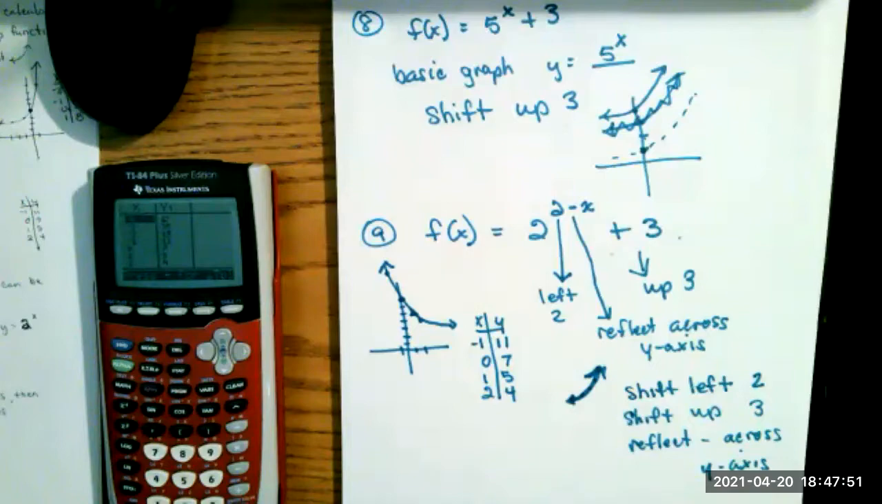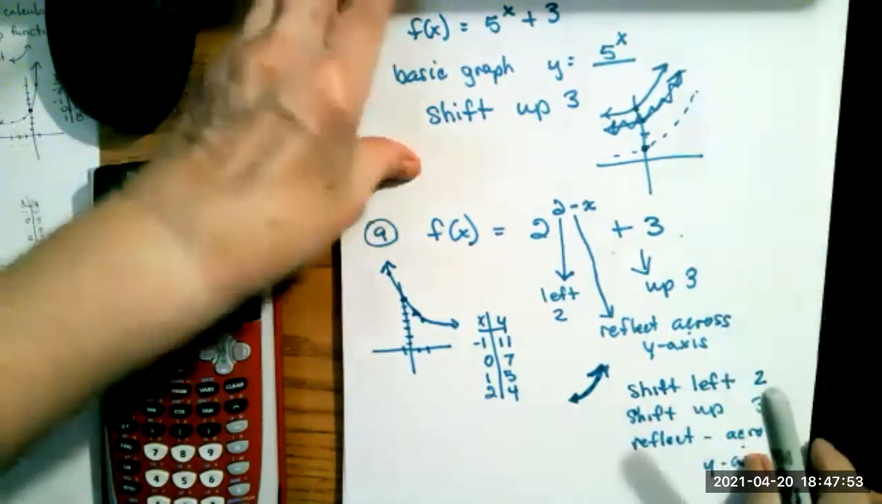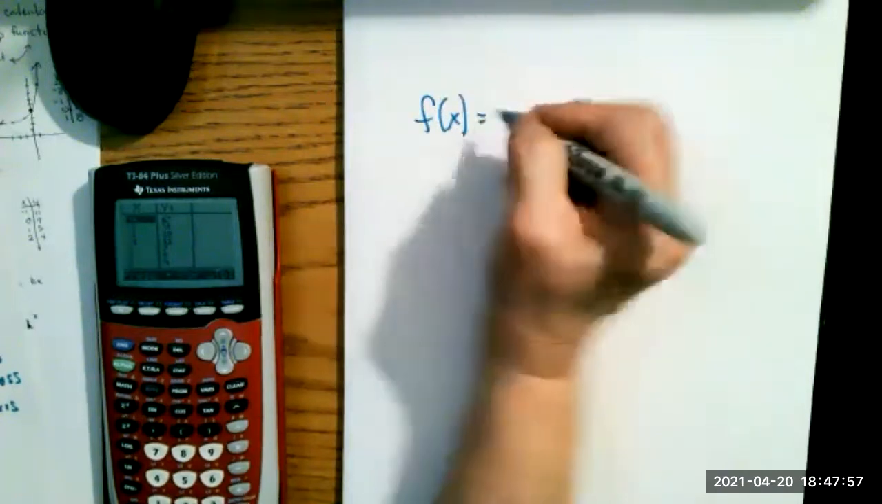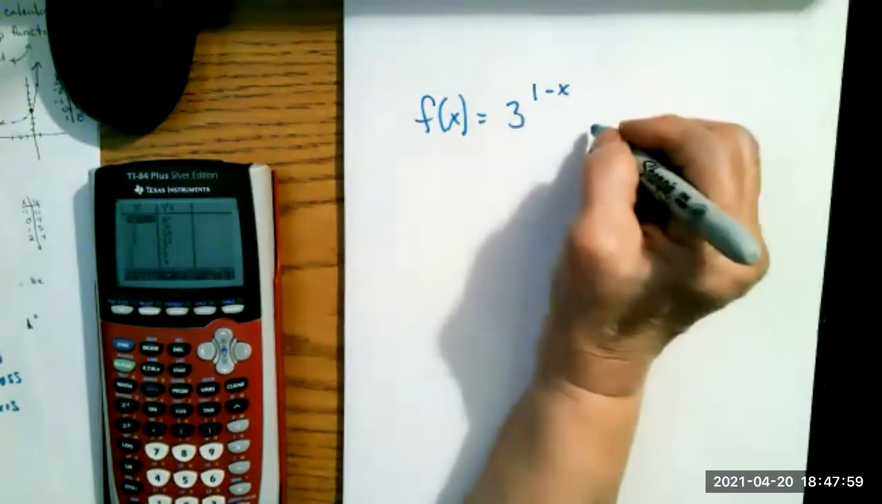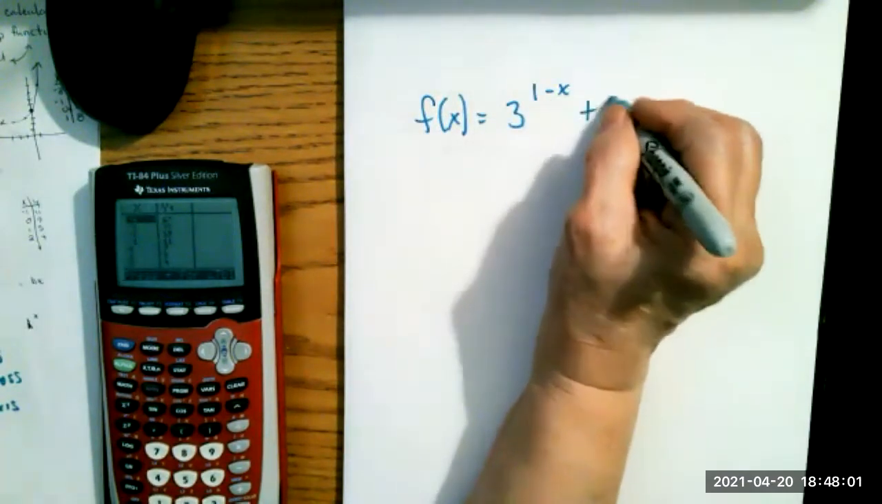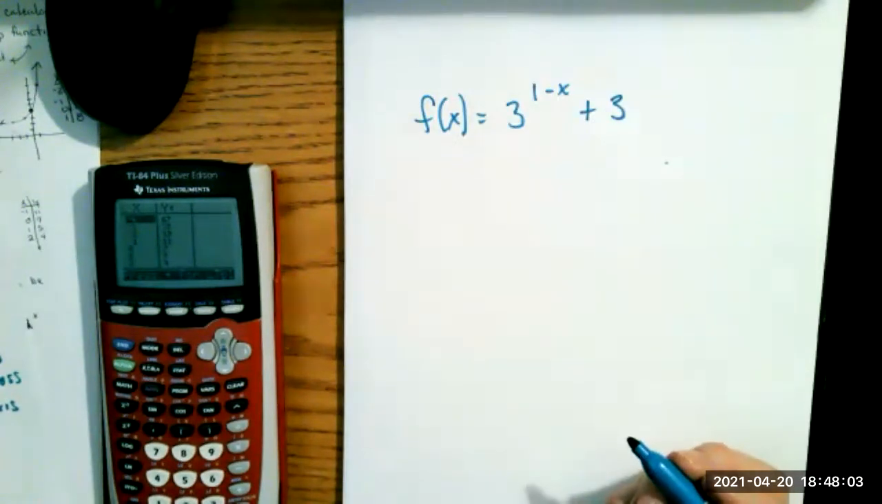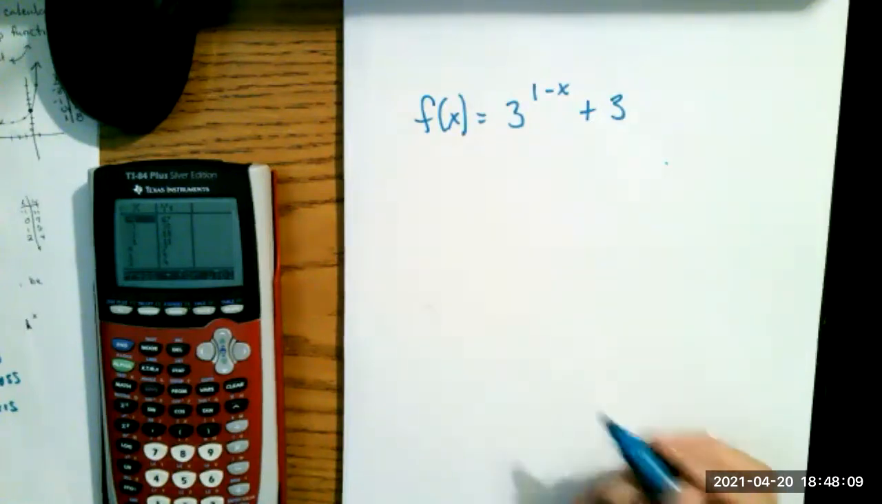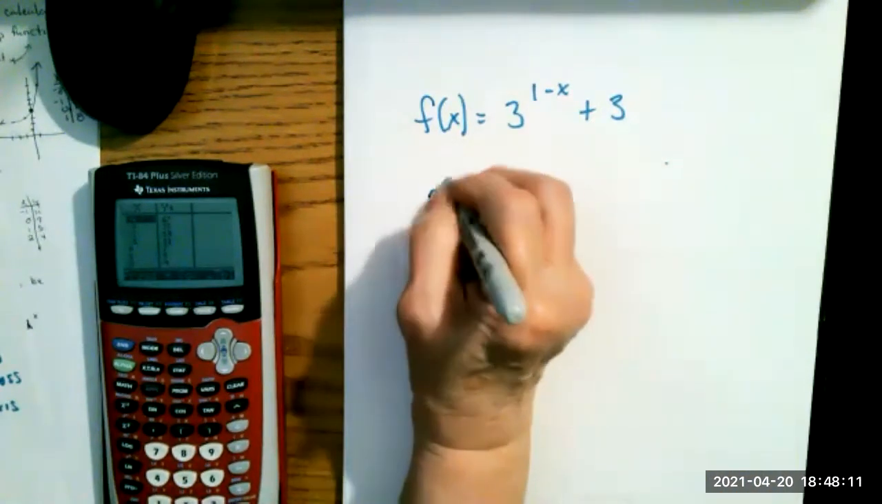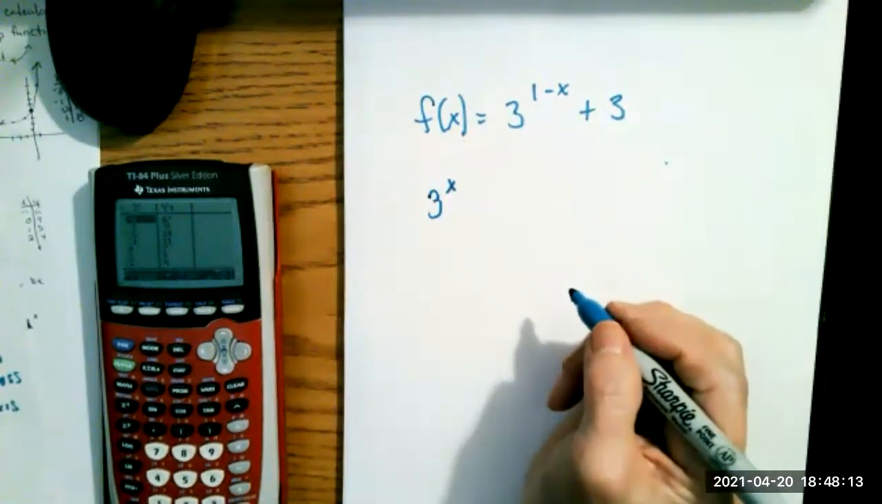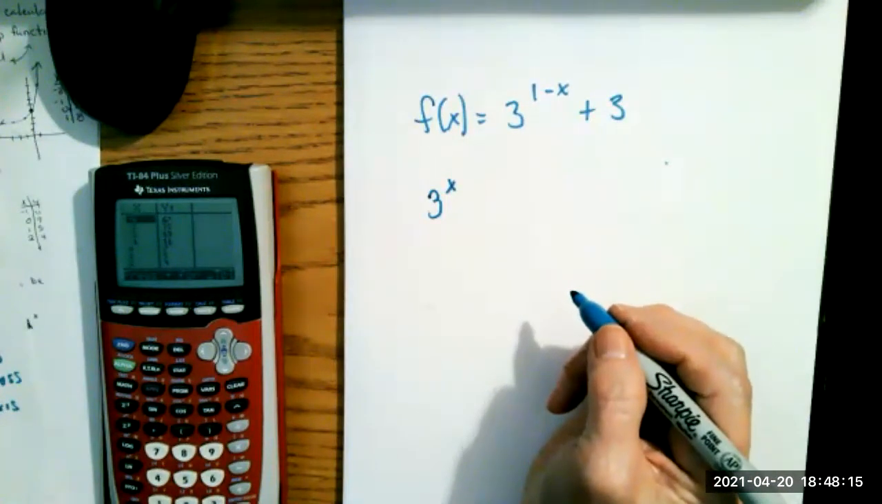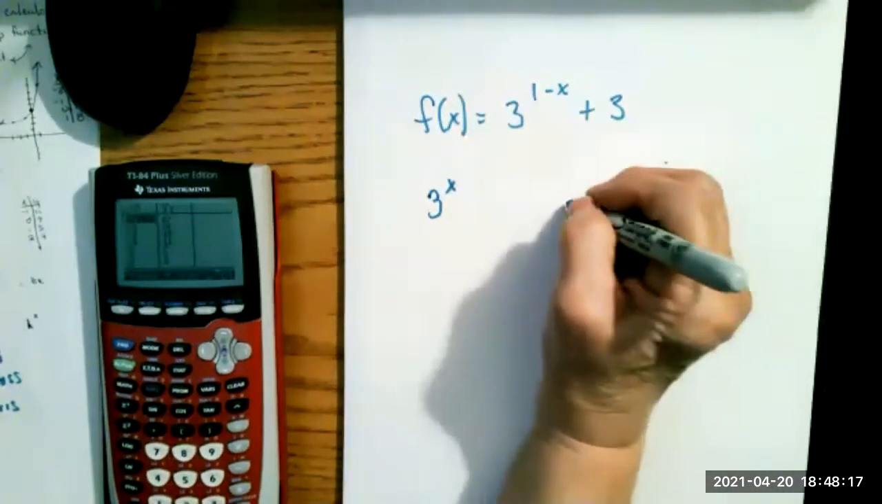Mine's f of x equals 3 to the 1 minus x, plus 3, and it uses the special graphing tool. Then describe how the graph can be obtained from the graph of the basic exponential function 3 to the x, and sketch the graph of the following function. It starts with that special graphing tool.